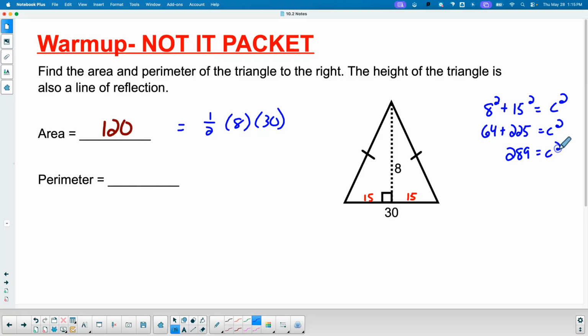And then square root of 289 is 17. And then 17 plus 17 plus 30 is... Okay?